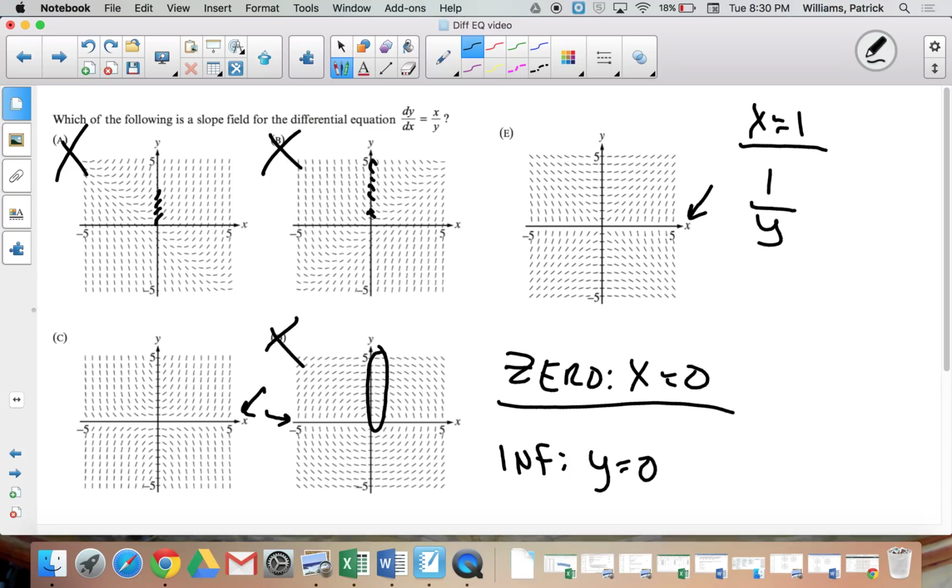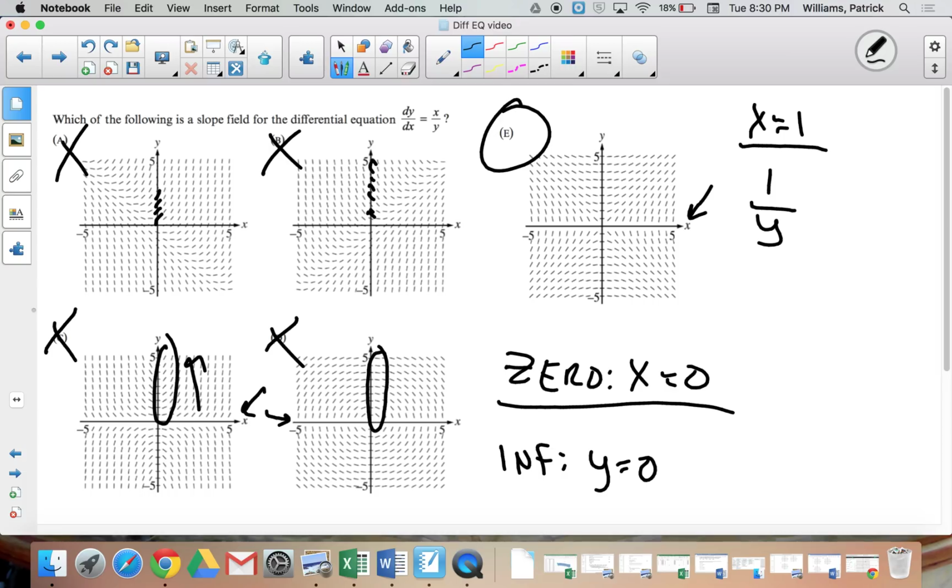So that doesn't fit. And when we look at this one, around x equals 1, yes, the slope is positive, but it's actually increasing, not decreasing. As you notice, as y goes up, the slopes are getting steeper and steeper. So that eliminates this one. Therefore, by process of elimination, this one is E.